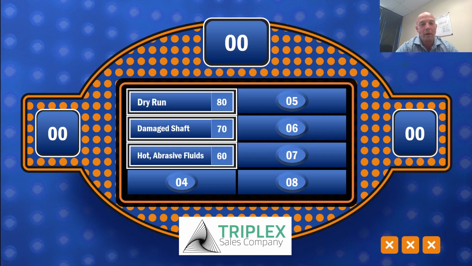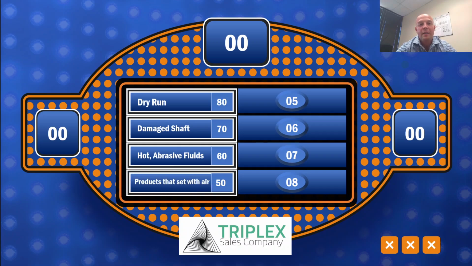Reason number 4 for why we see reduced pump seal life: products that take a set or products that set with air. This is something that we see especially often after a long weekend. Maybe people shut the pump down. They're in a hurry to get out of there, just like we are.